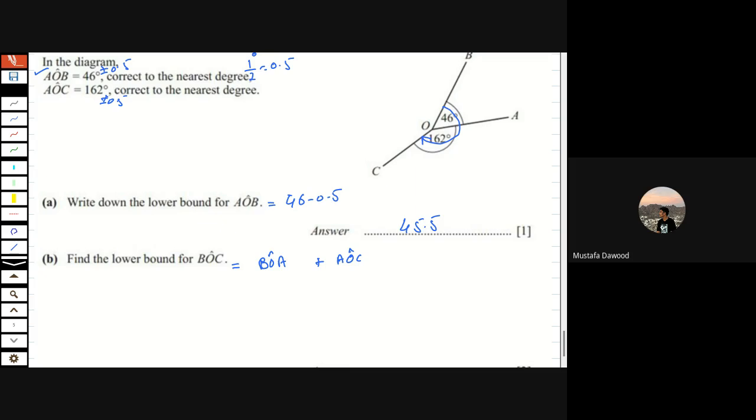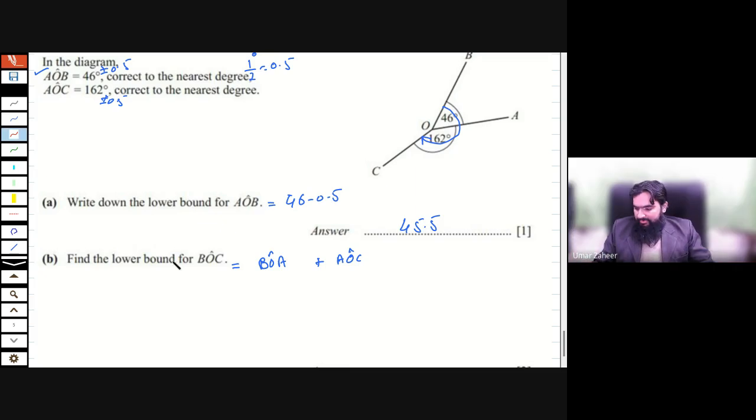Now we have to find the lower bound. It is given that we have to find the lower bound, and it is the case of addition. So we are going to take the lower bound of the first value and the lower bound of the second value. So BOC, the lower bound of BOC.